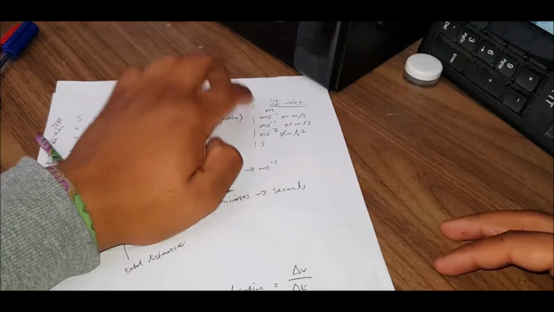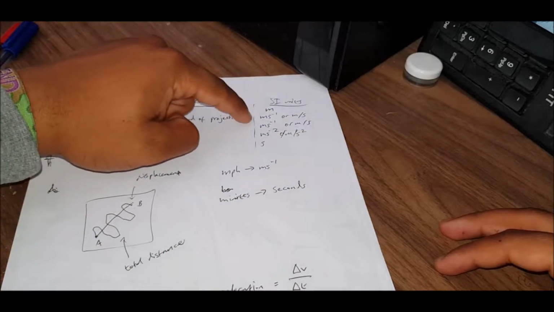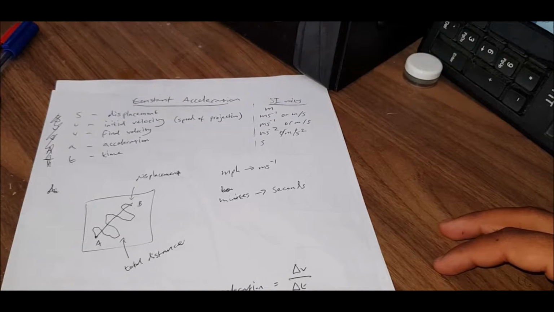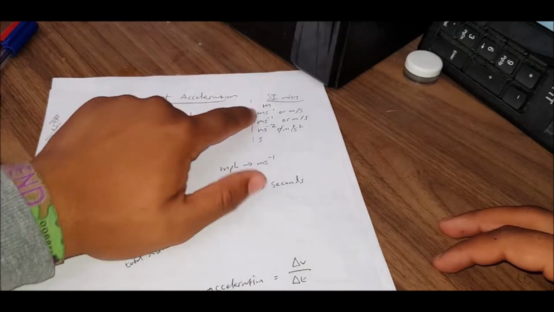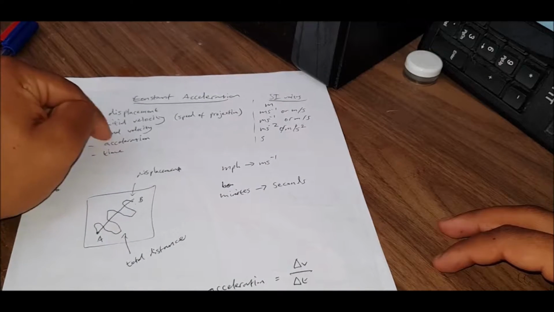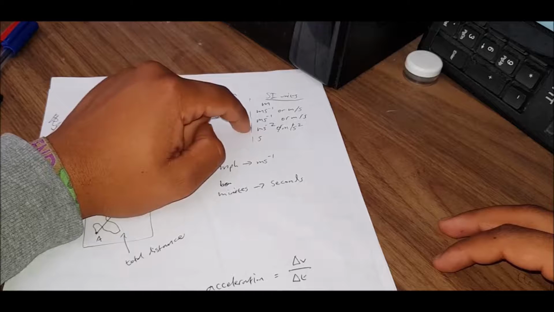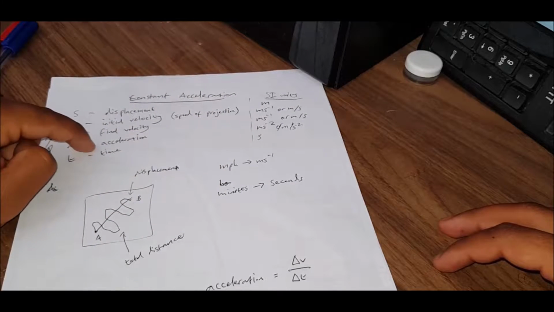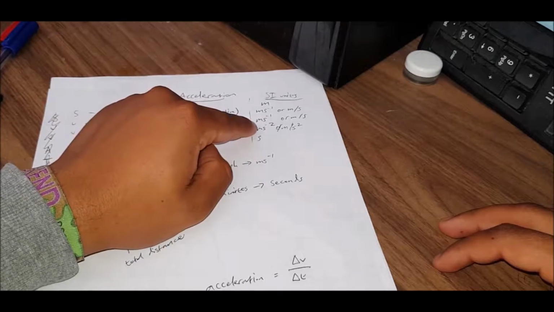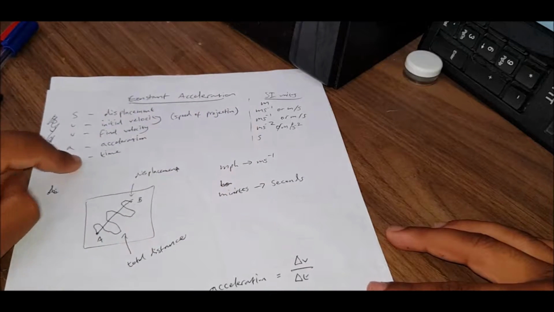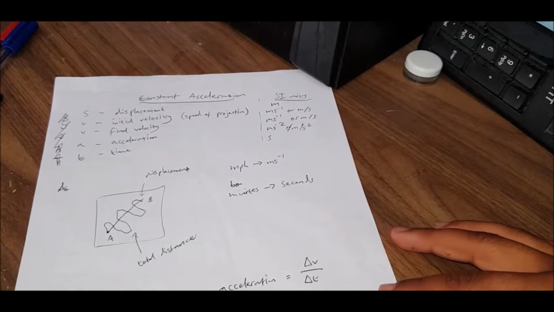The SI units: displacement is measured in meters, because displacement and total distance are almost identical. Initial velocity and final velocity are both measured in meters per second. Acceleration is measured in meters per second squared. And time is in seconds.